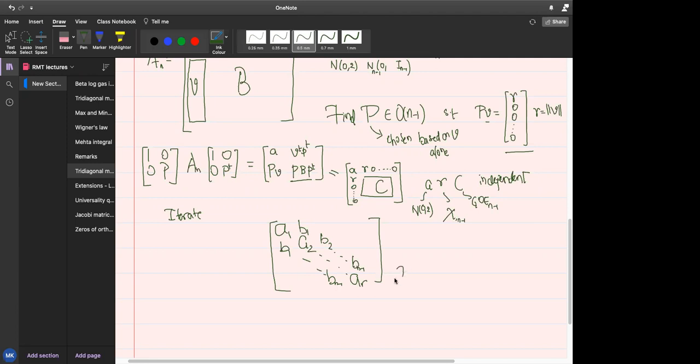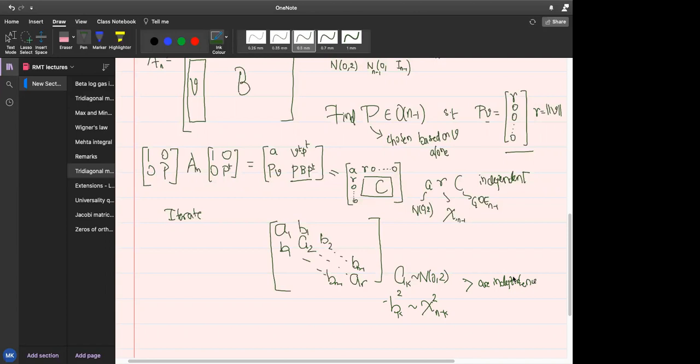Everything remains the same. So A k will be normal 0, 2 always. But B k squared, the size of the Gaussian vector, keeps decreasing. At first it was n minus 1, next it will be n minus 2 and so on. So B k squared will be a chi-square with n minus k degrees of freedom. Okay, and all these are independent. The independence is carried through the whole procedure. So this is how he arrived at this tridiagonal matrix.